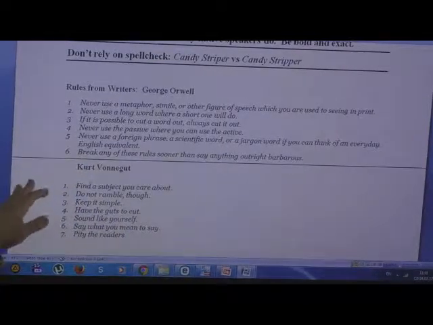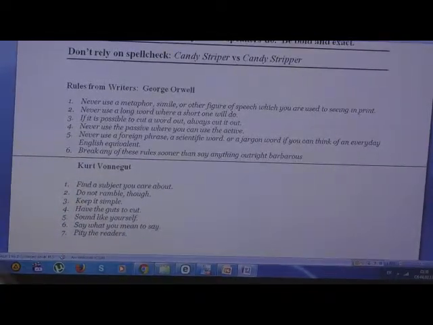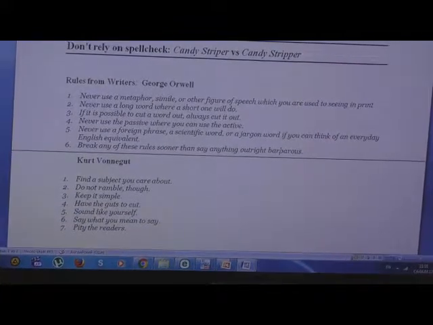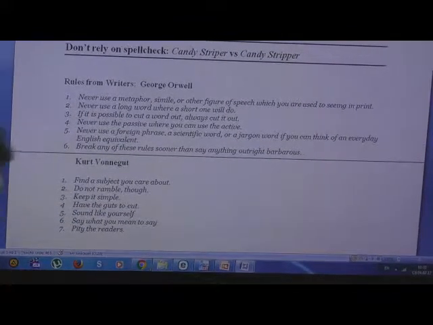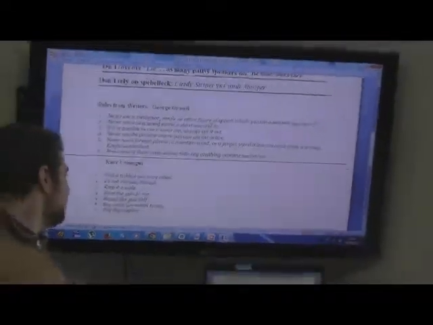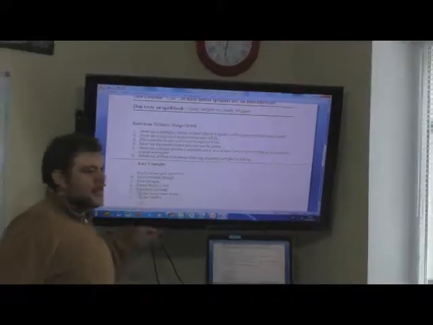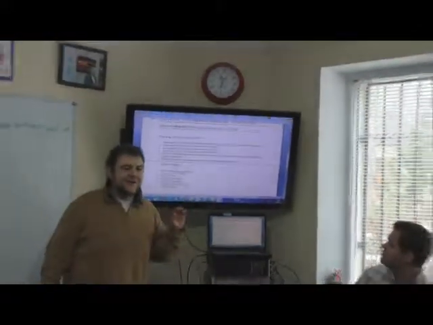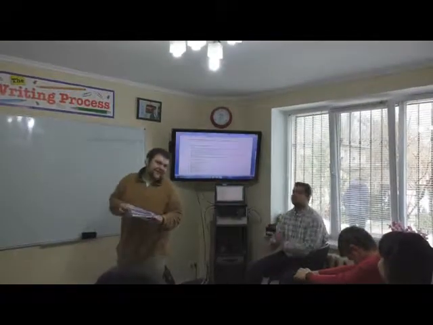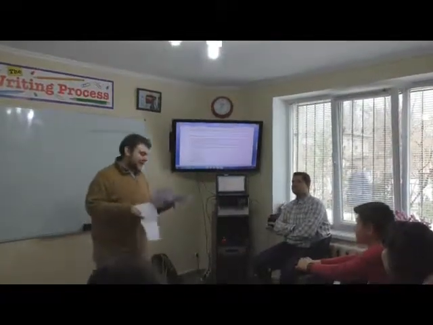Kurt Vonnegut. Find a subject you care about. Why it's important not to lie so much, right? You should actually care about what you're writing about. Do not ramble, though. Keep it simple. Have the guts to... What does it mean, have the guts? Courage. Yeah. Have the courage to sound like yourself. Say what you mean to say. Just say. And pity the reader. Imagine the poor guy who's reading your essay. Okay? Keep him in mind when you're writing.